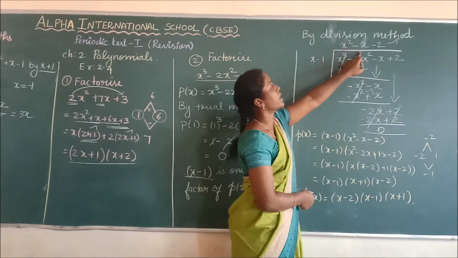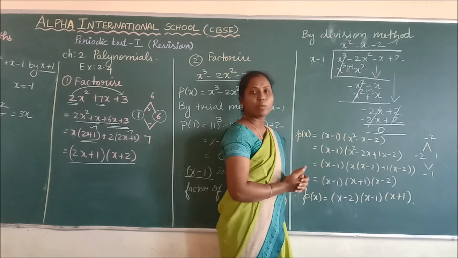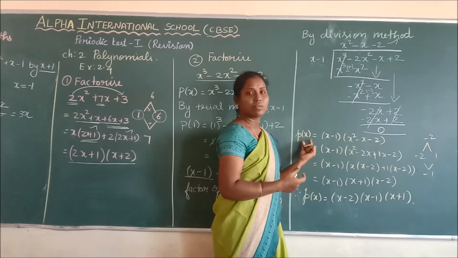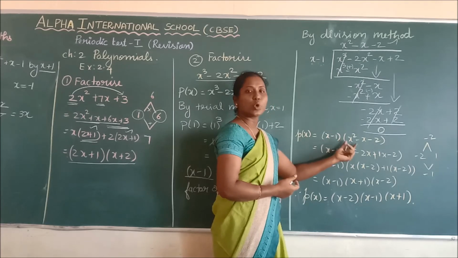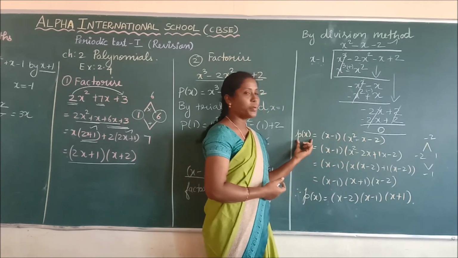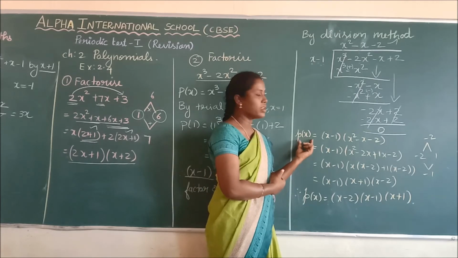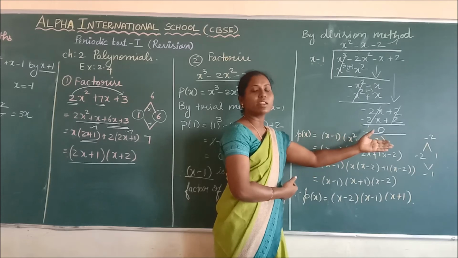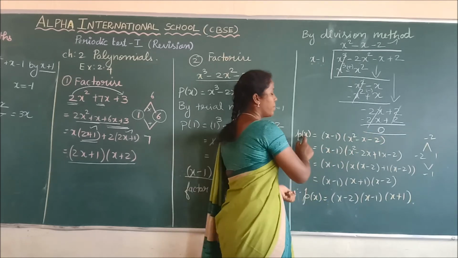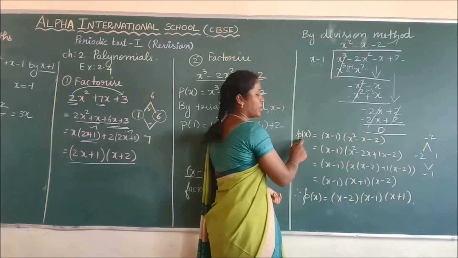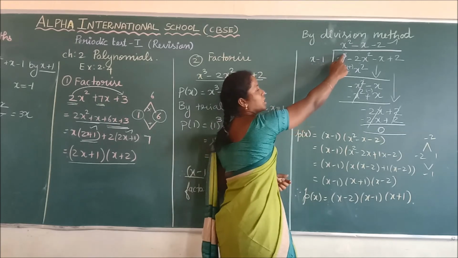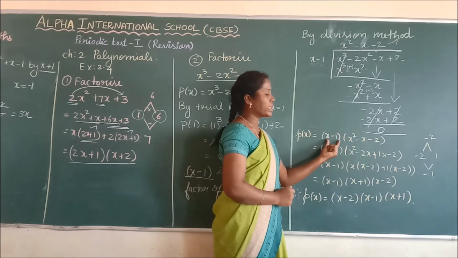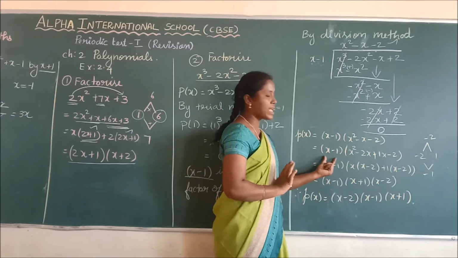Here x square minus x minus 2. It is in the form of a quadratic polynomial. So p of x, we know the relation: dividend equals divisor into quotient plus remainder. So p of x, the given polynomial, is the dividend, equal to quotient into divisor plus remainder. Here the remainder is 0. Based on the relationship only we wrote this. P of x is equal to x minus 1 into x square minus x minus 2. Now see here, x minus 1 is one of the linear factors, so keep as it is.